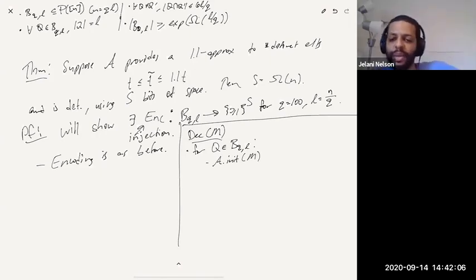So here's what I'm trying to do. I know that some element of BQL was encoded. I just don't know which one. So what I'm going to do is loop over all of them, and I'm going to test, is it this one or not? Okay, and I'll show you that I can test it.